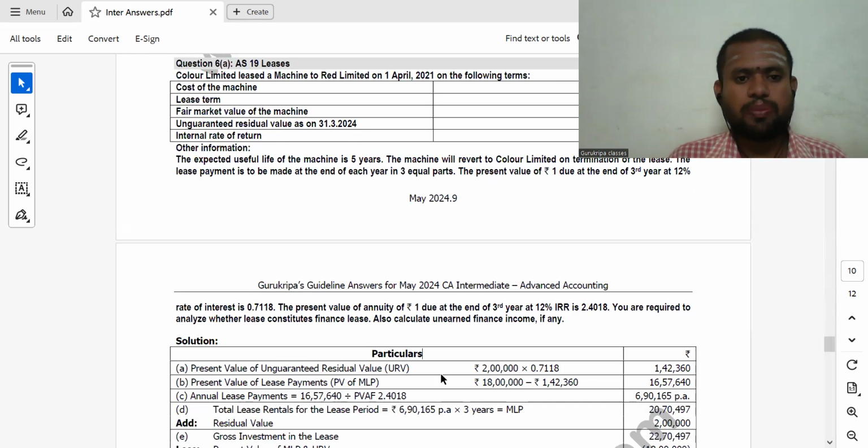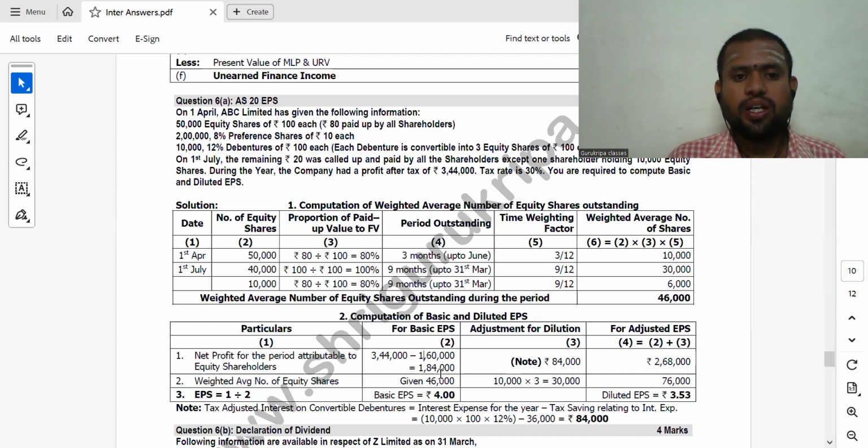Then there is nothing special. 6A will be a normal question as usual. Here A is 20. This question is also already there in the material. So first, 50,000 equity shares, only 80 paid up. So in that proportion, if you convert, only 80% is paid up. So the number of shares should not be 50,000. We have to consider 80% of the 50,000 only.